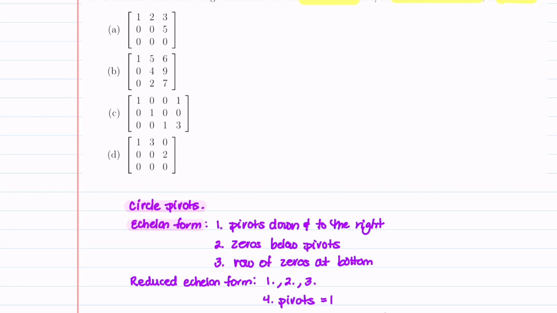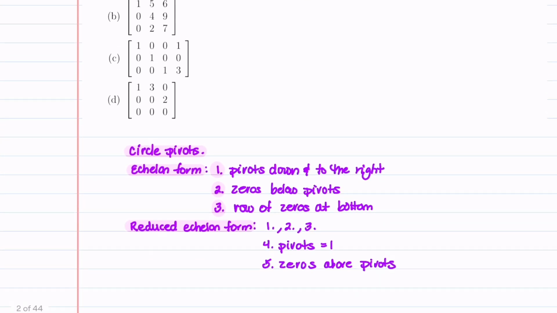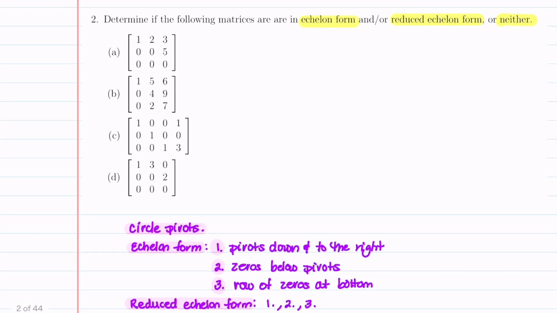If it's in echelon form, we have three requirements. The pivots are down and to the right. We have zeros below the pivots. And if we have a row of zeros, it's going to be at the bottom. If a matrix is in reduced echelon form, these first three requirements are met, and then we have two additional requirements. And those are that our pivots have to be equal to 1 and that we have to have zeros above our pivots. Let's go ahead and look at our first example.